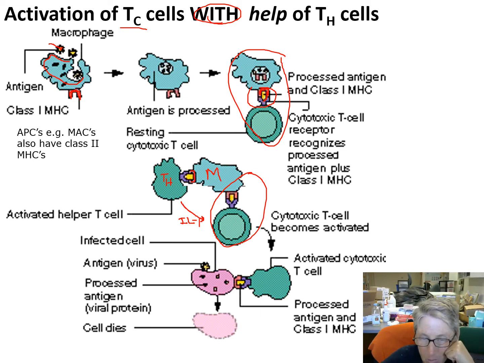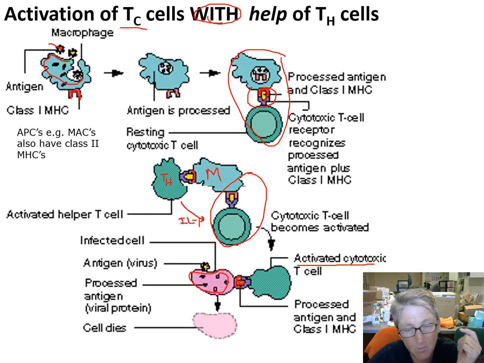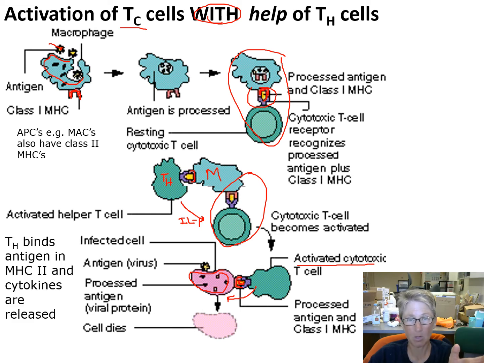And now, once you are an activated cytotoxic T cell, you can go out in the world and find cells that are infected with this specific antigen epitope presented in an MHC1 molecule. And now the cytotoxic T cell can pour all its granzyme and perforins and kill that infected cell. That's activation of a cytotoxic T cell with the help of a helper T cell.